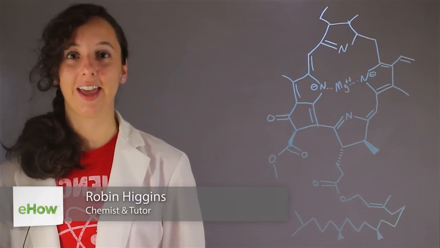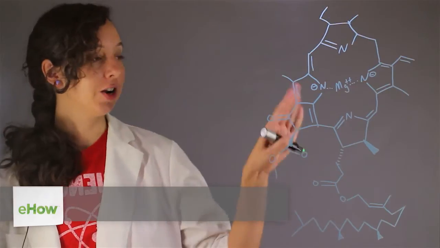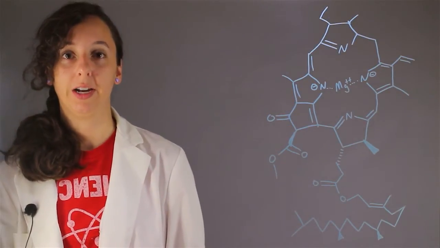I'm Robin Higgins, and this is the chemical equation of chlorophyll. So, as we can see here, we have chlorophyll, and it's a pretty complicated molecule, so let's break it down.